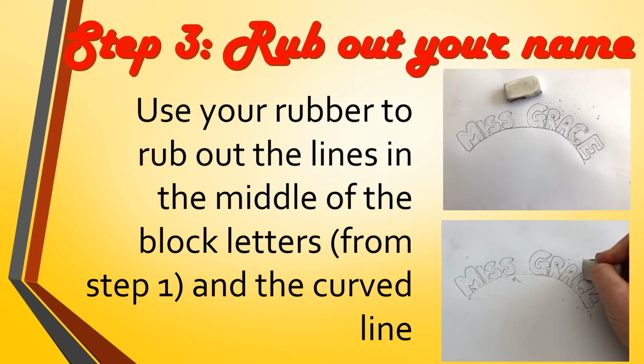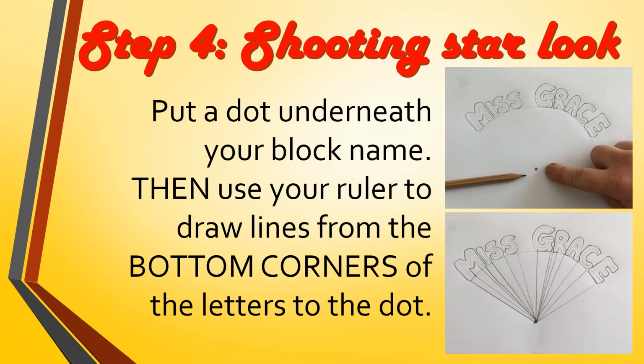Now we're going to use our rubber to carefully rub out the lines in the middle of the block letters. So those are the lines that we drew at the very start in our step 1. And we're also going to rub out the curved line. You should now be left with what looks like your name, but in nice big block bubbly letters.